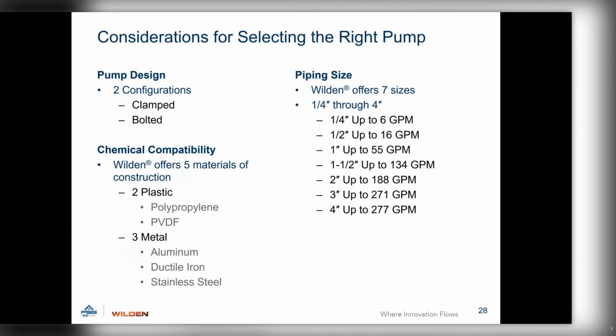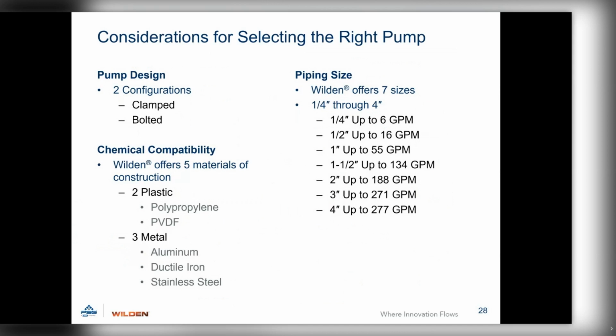ductile iron being slightly more expensive, but a lot better for abrasion resistance, and stainless steel being our best material offering. So those are our 3 basic materials that we offer in metal. Then the plastic is poly and PVDF. Now for piping sizes, we offer our breadth and range is 1/4 inch all the way up to 4 inch.